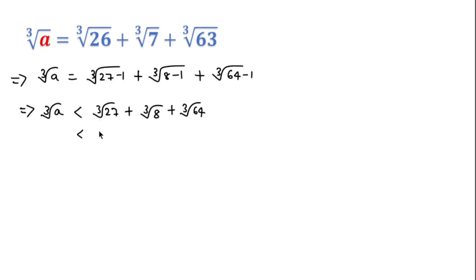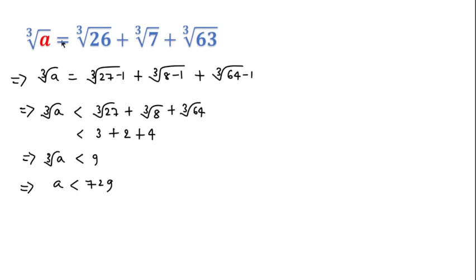Cube root of 27 is 3, cube root of 8 is 2, and cube root of 64 is 4. This means cube root of A will be less than 9, and if we cube both sides, then we will get A is less than 729. But it is not only the answer for A.